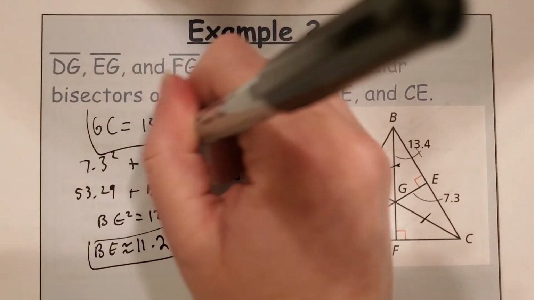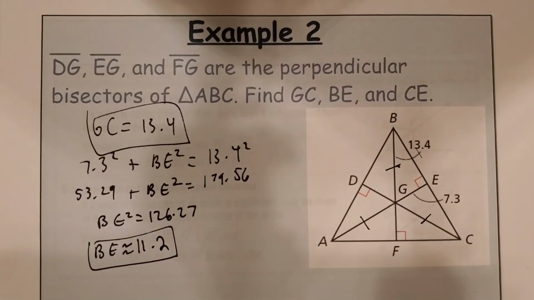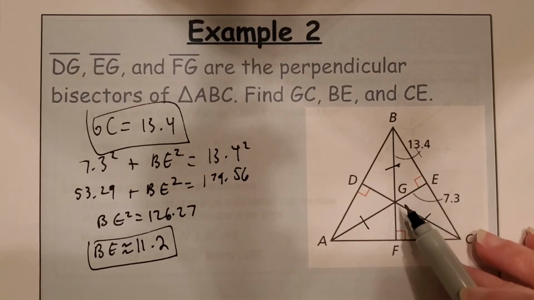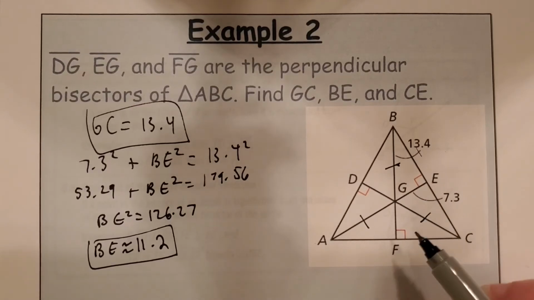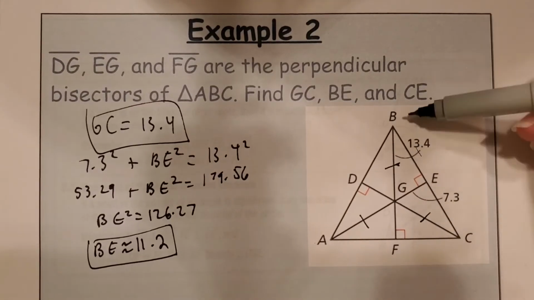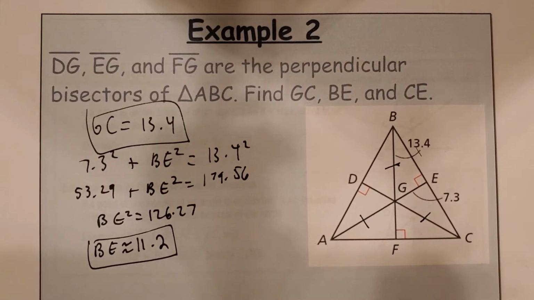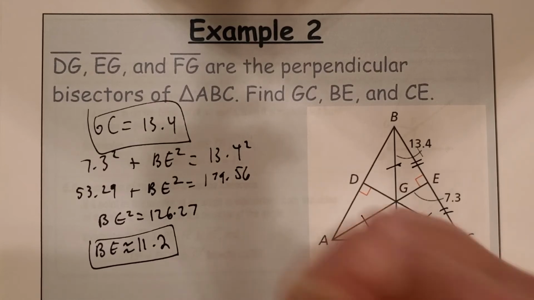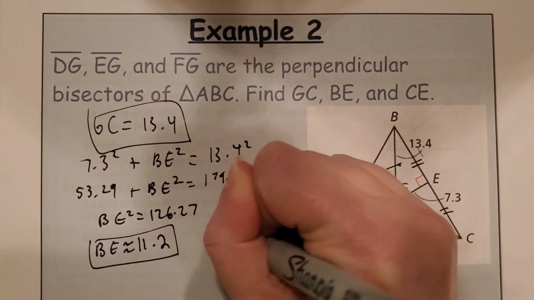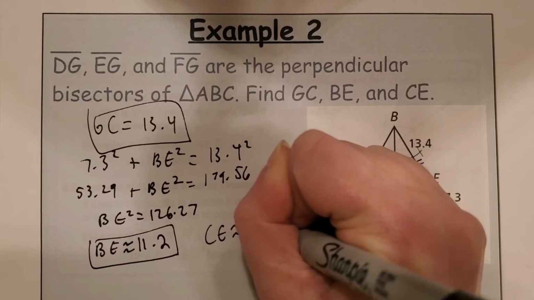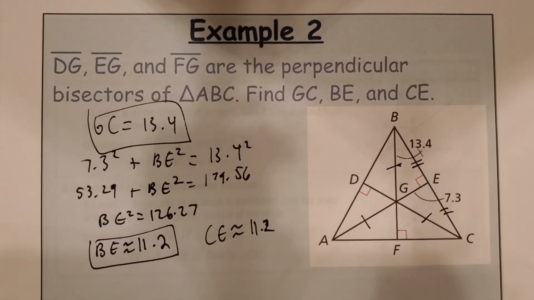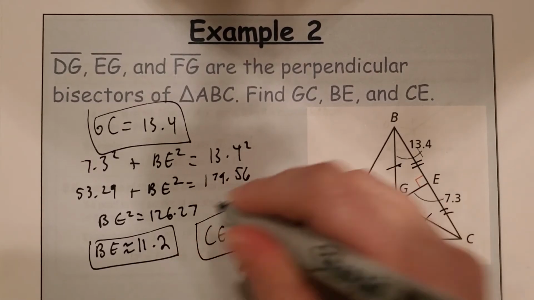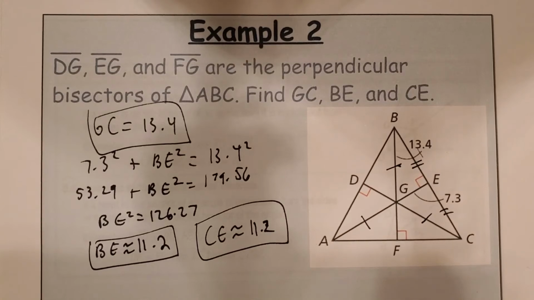So we have that, and then all we need is CE. Since we know that GE is one of the perpendicular bisectors, the whole side BC is getting bisected. So BE is congruent to CE. And if we just found BE is approximately 11.2, CE is also approximately going to be 11.2. And that's that for that entire problem. Okay?